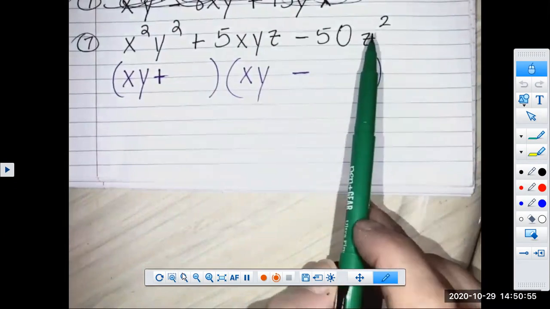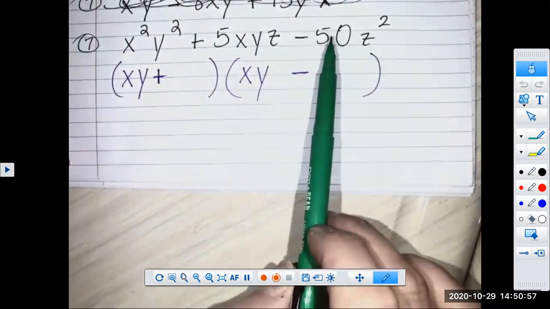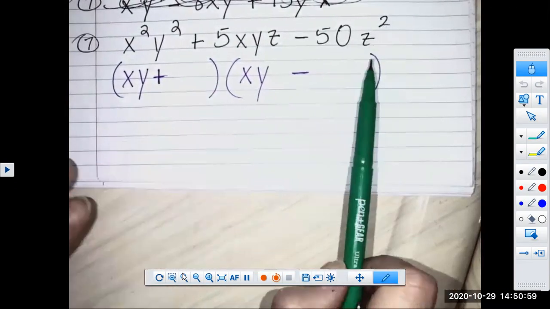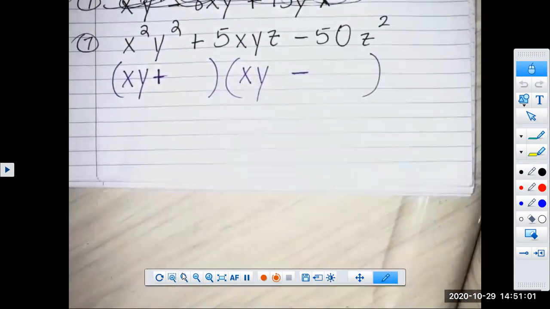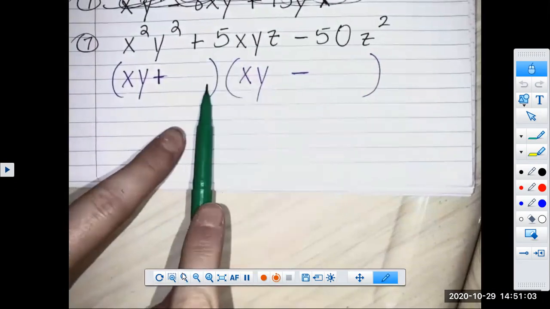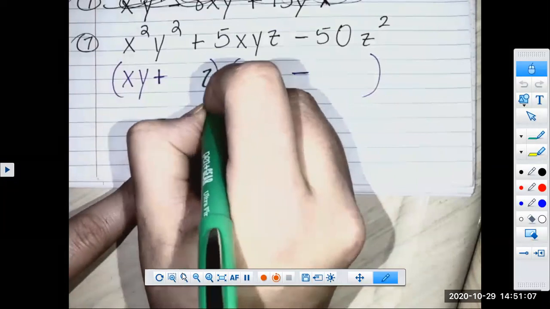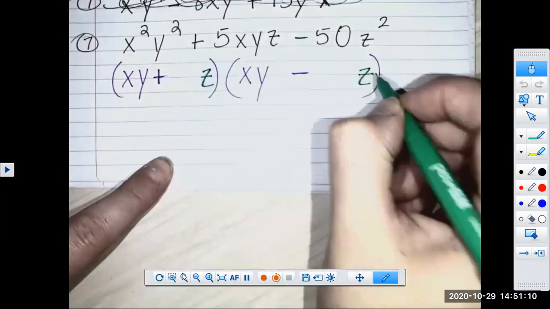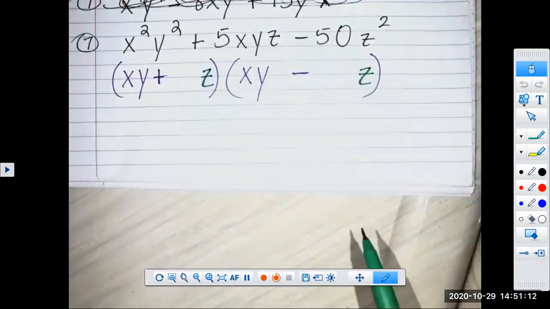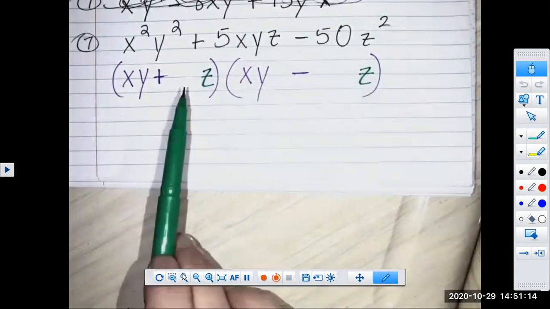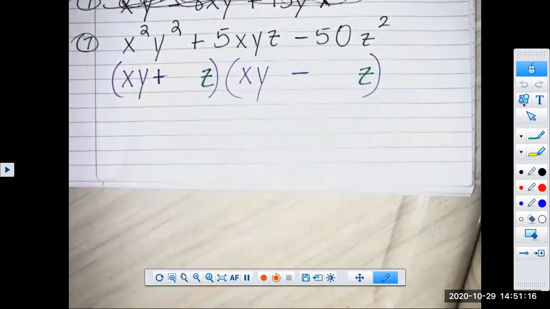Let's look at this variable on the end before we worry about 50. I also have to take the square root of any variables at the end as well. So what goes here and here? Z goes at the end.